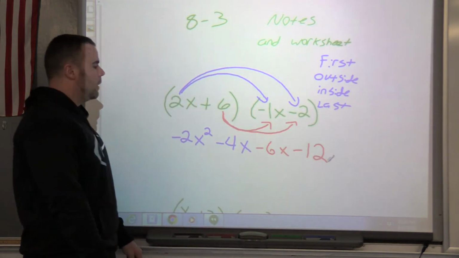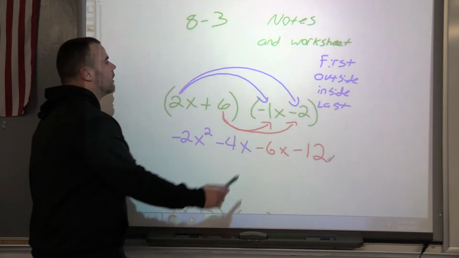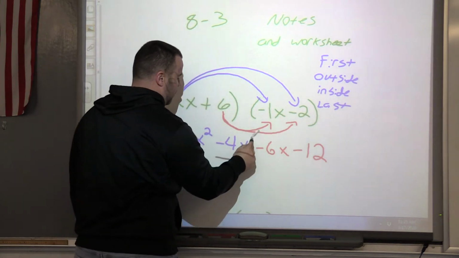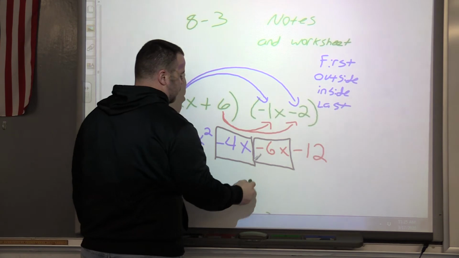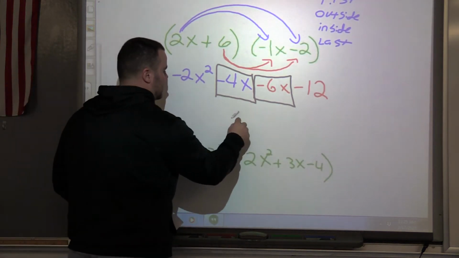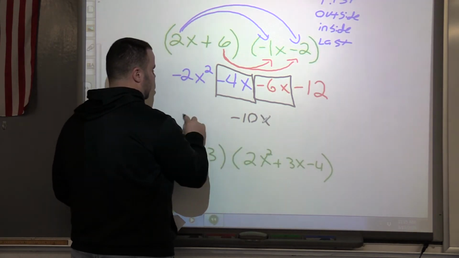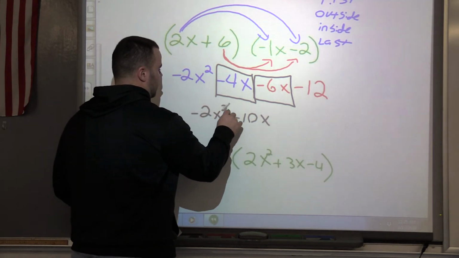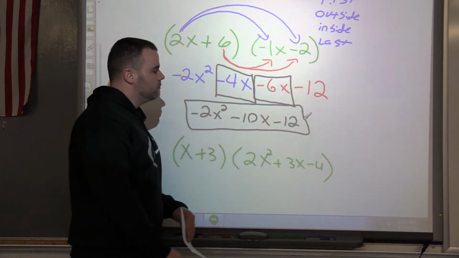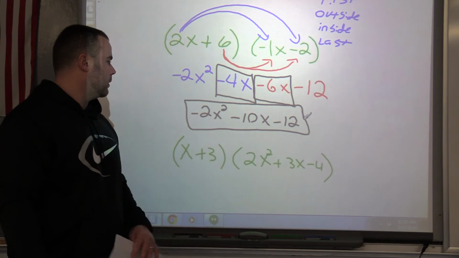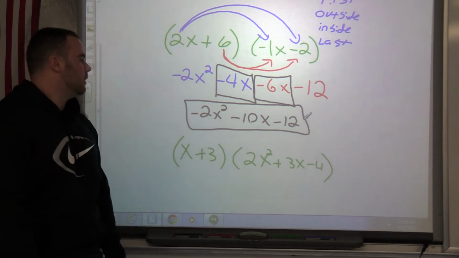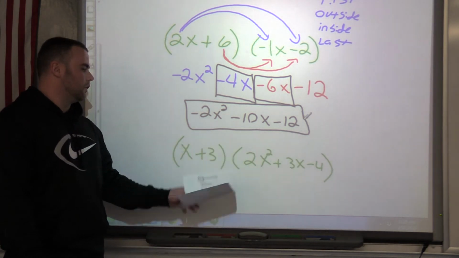Now, we're almost done. We have a couple of things that can combine. They're like terms. That means they have the same variable raised to the exact same exponent. So I've got negative 4x and negative 6x. Those are like terms. I can put those together. Negative 4x plus negative 6x is negative 10x, and everything else just stays the same: negative 2x squared minus 12. That's actually a quadratic. That's what we do in the next chapter. It's a nice curved line when you try to graph it. We'll talk about those in just a little bit.